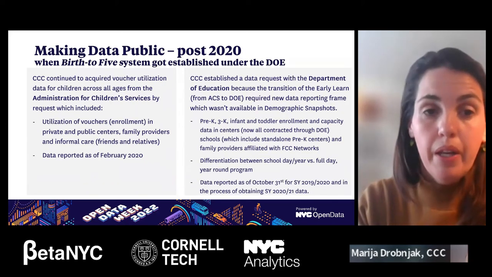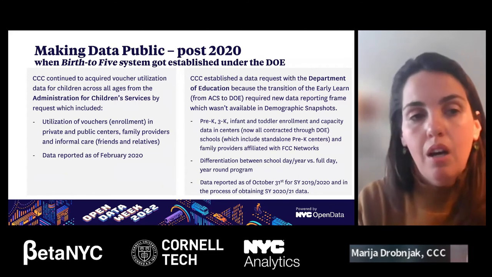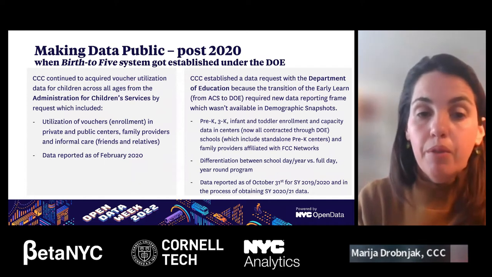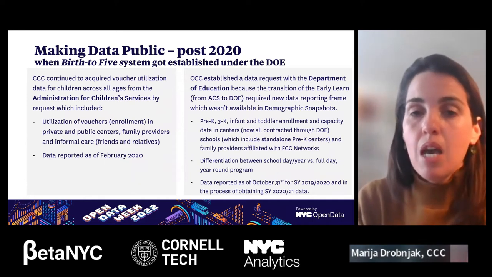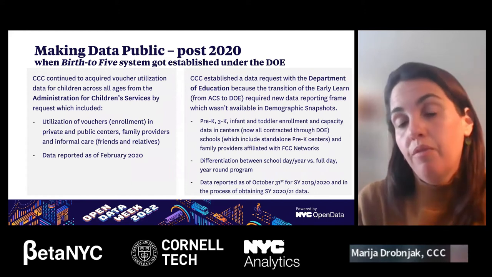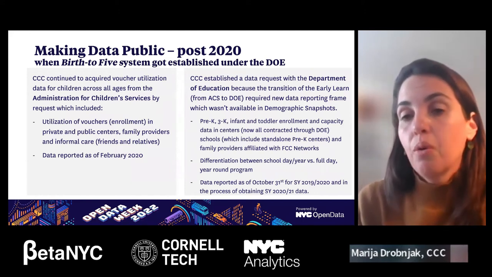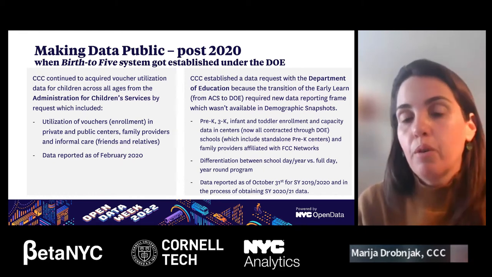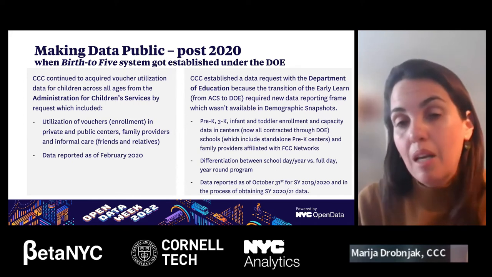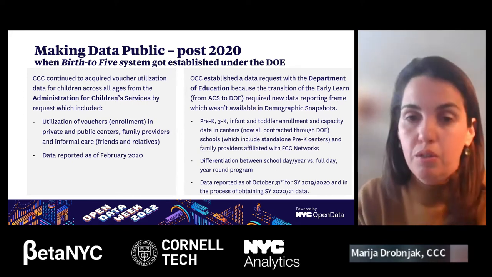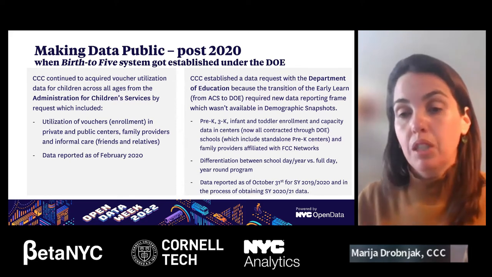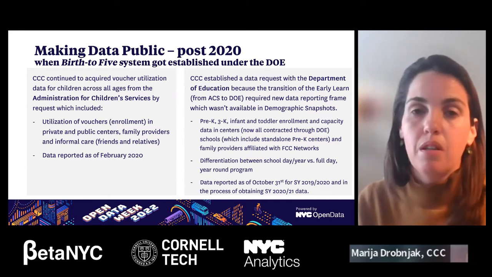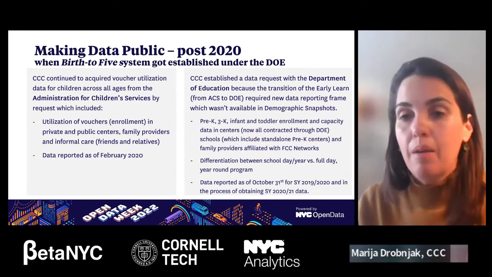So post 2020, we are continuing our work with the ACS and getting the voucher data now only. And for 2020, it was as of February. Then we really engaged with colleagues from the Department of Education to establish the data frame that they would give to us, because at the time they were not providing it publicly in the snapshots. And there are a lot of moving pieces. The EarlyLearn transition, Birth to Five, was established. There were several RFPs post-2019. And at the same time, there was a pandemic.